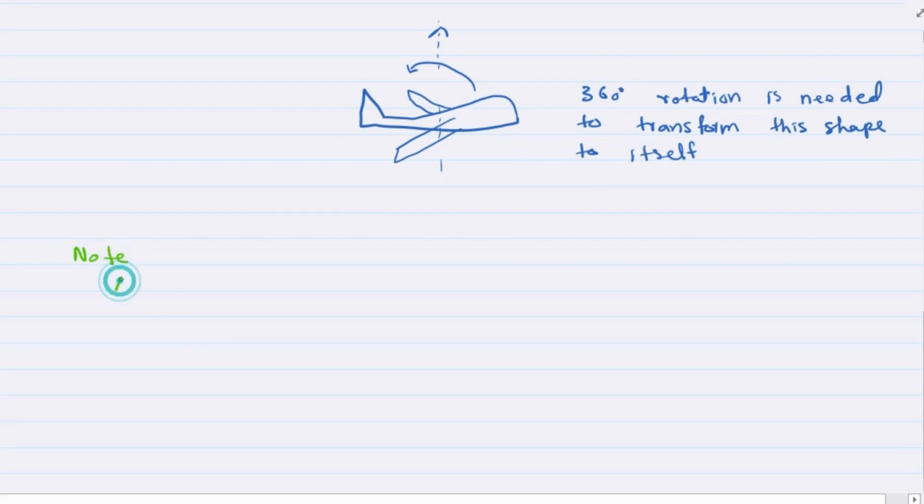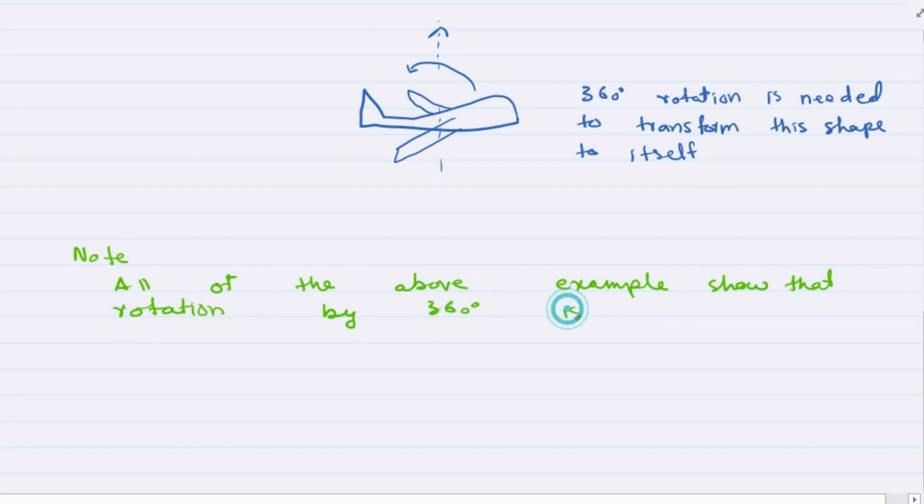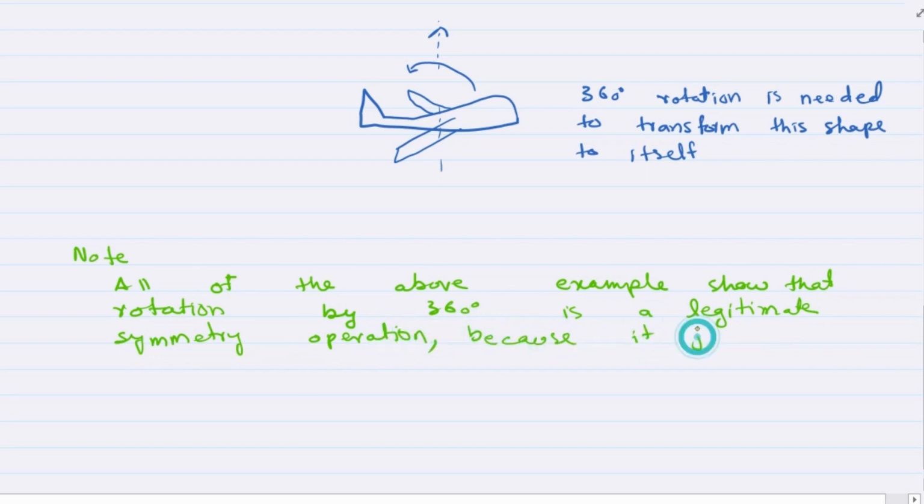So it concludes that we should note all of the above examples show that rotation by 360-degree is a legitimate symmetry operation because it just superimposes the object on itself.